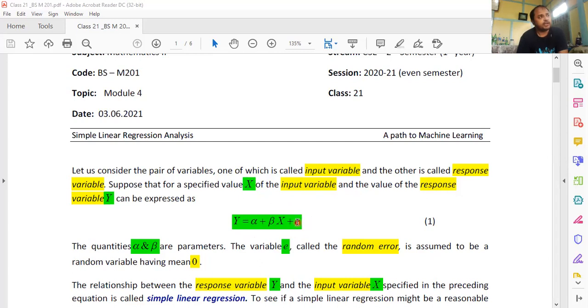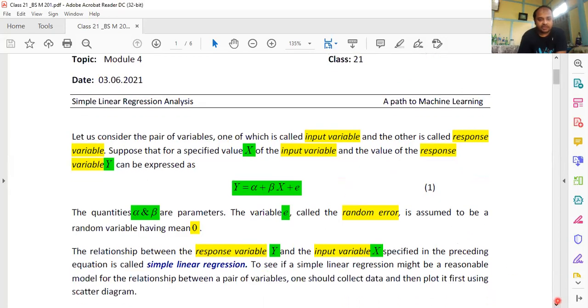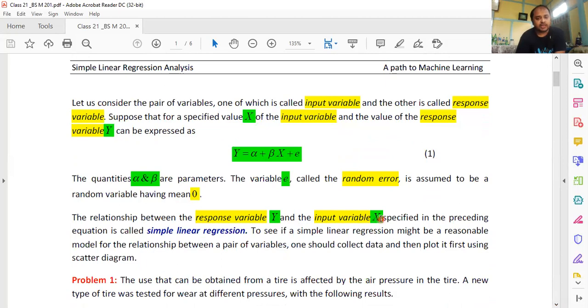So several times if you are collecting the data, and if you can find out the values of the response variable depending upon the values of the independent variable, and if you consider the difference of y and alpha plus beta x, that will count e. And if you do it several times and then you take the mean of e, that mean will be 0. So random error e will be having mean 0. So it is written that the relationship between response variable y and input variable capital X specified in the preceding equation is called the simple linear regression.